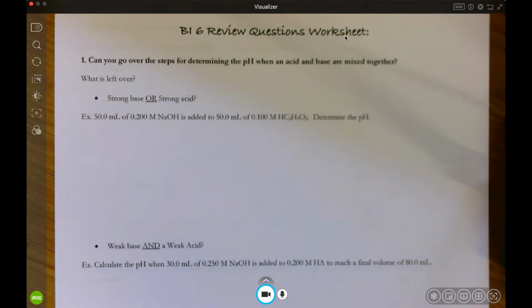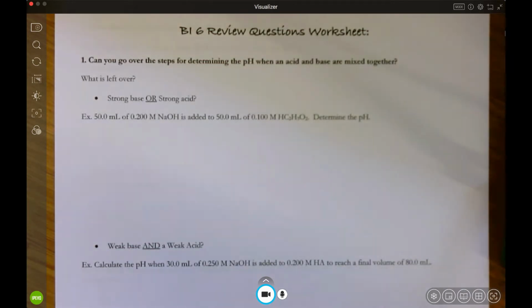All right, so this is your Big Idea 6 review question. These are frequently asked questions that you guys had, so I'm going to go through and answer them. The first question was asking if I could go over the steps for determining the pH when an acid and a base are mixed together.